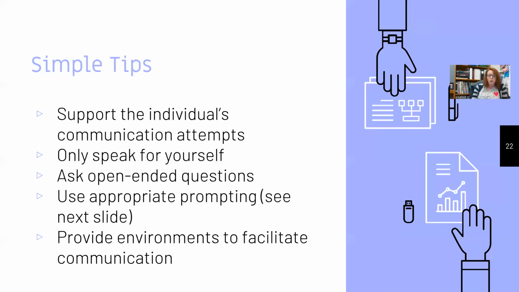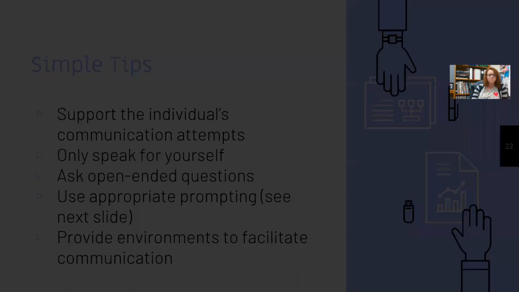Use an appropriate prompting hierarchy. The prompting hierarchy for AAC is a little bit different, then verbal prompting hierarchy. I have that on the next slide. And then provide environments to facilitate communication. So set up environments, set up activities, set up games where you know that student will be able to engage and have a turn to answer or to comment or whatever, and set up those environments and contexts so we can work on getting language.